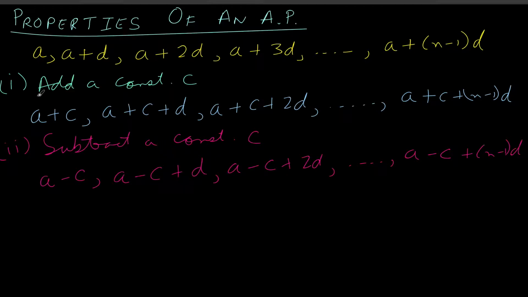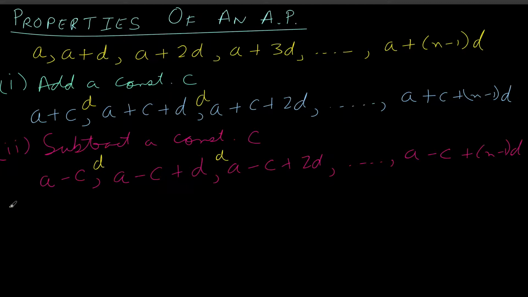So if you add a constant C or subtract a constant C from an AP, the sequence still remains an AP. The common difference remains the same, that is D. So the common difference remains the same in both the cases, only the first term of the sequence changes.